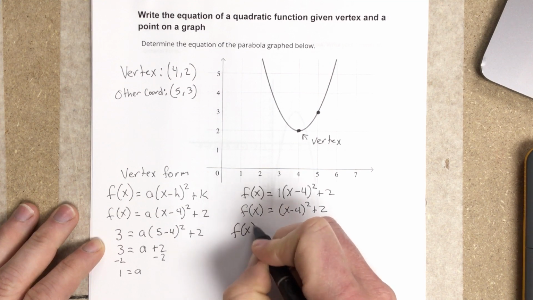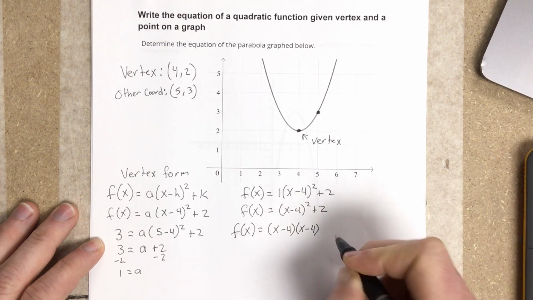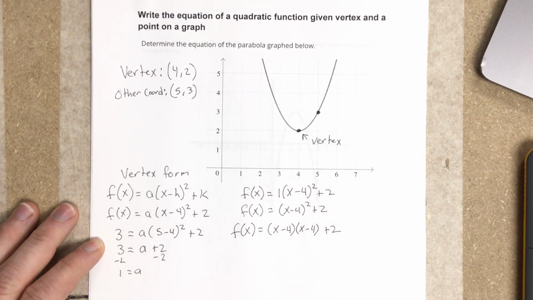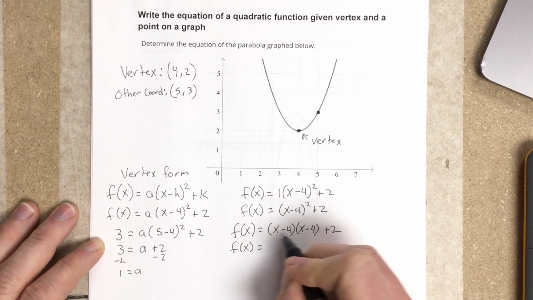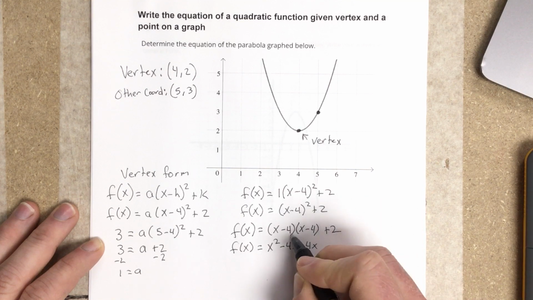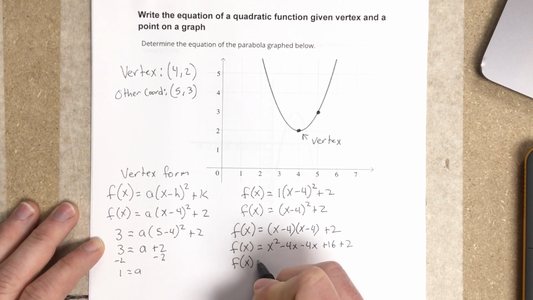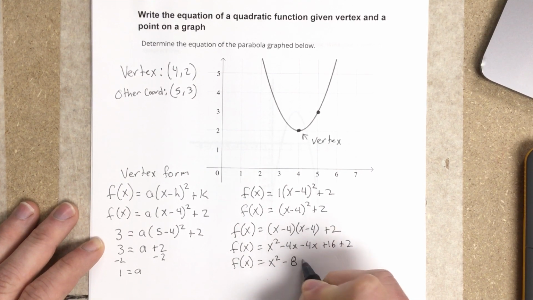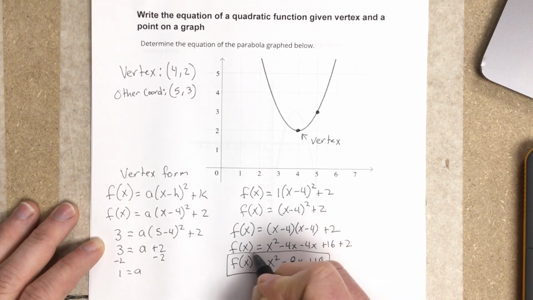So we're going to write f of x is equal to (x minus 4) times (x minus 4) plus 2. We multiply this and we get x times x is x squared, minus 4x when we multiply in here, minus 4x when we multiply the outsides, plus 16, plus 2. So we end up with f of x is equal to x squared minus 8x plus 18. And that would be the general form equation.